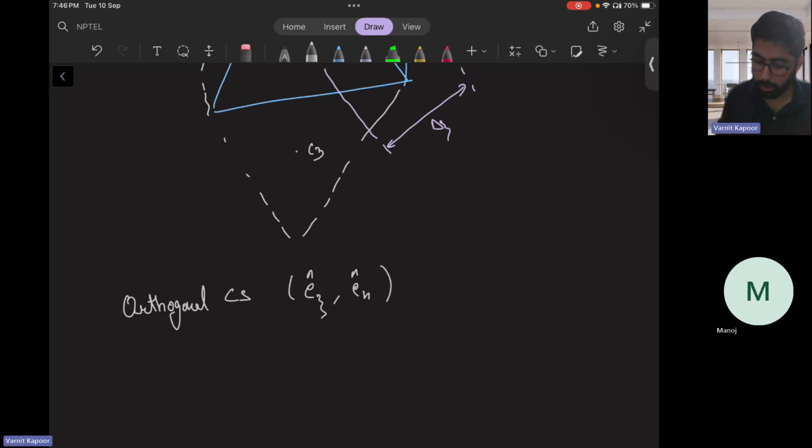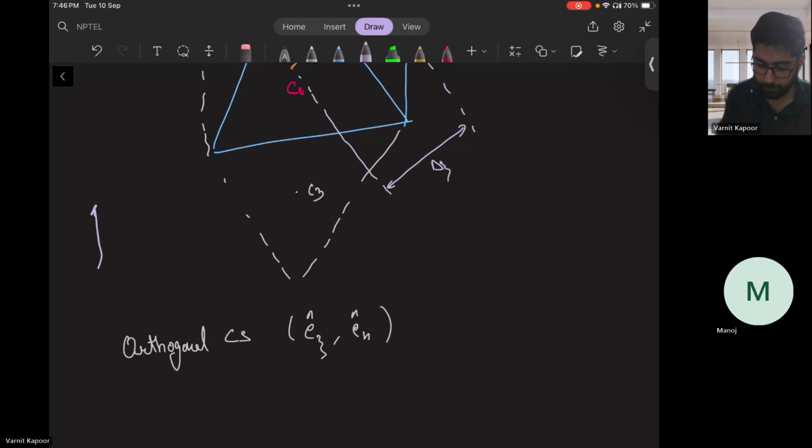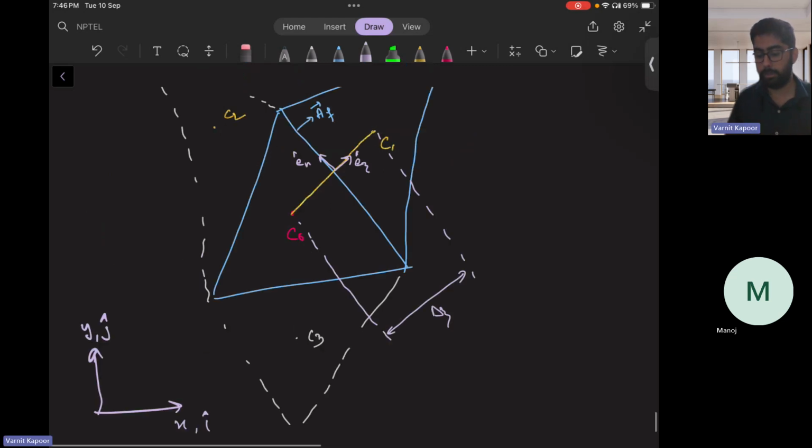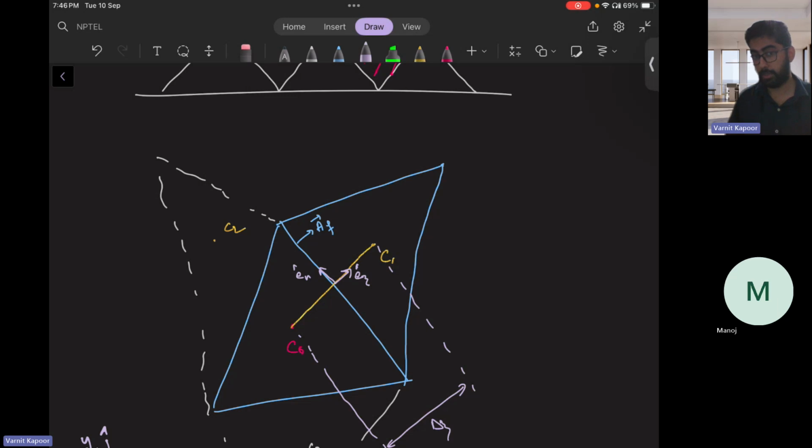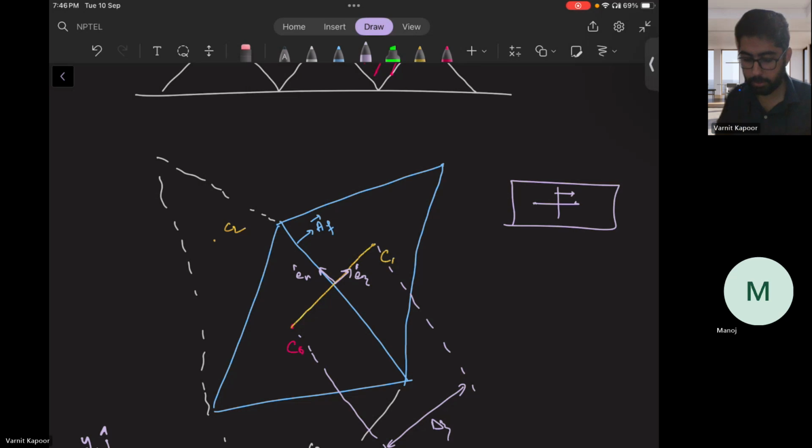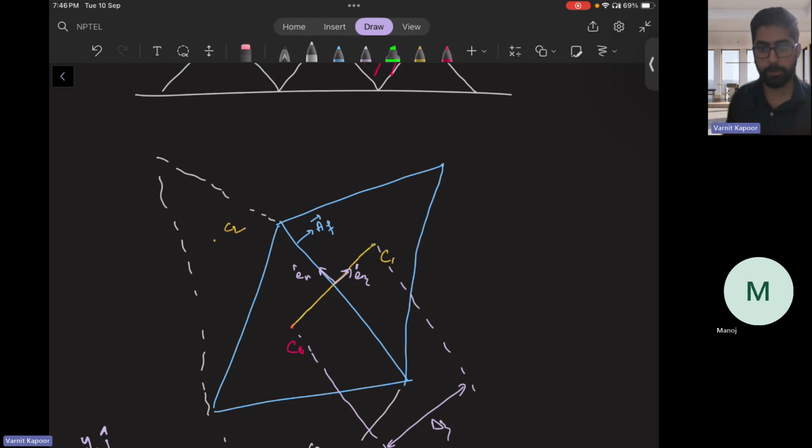Our global coordinate system was this, Y and X. Our global coordinate system is also orthogonal, and this is also orthogonal. But this is orthogonal unstructured, whereas earlier we used to deal with orthogonal structured, because there also the line joining the cell centroids is parallel to the area vector. Okay, right?